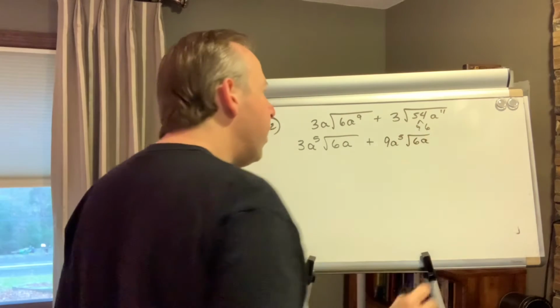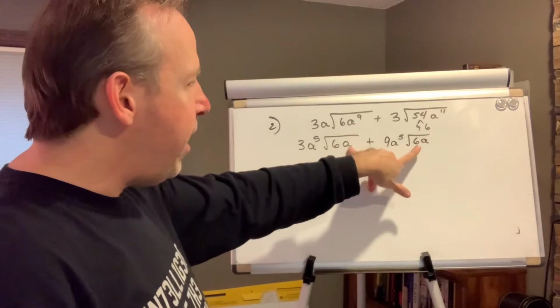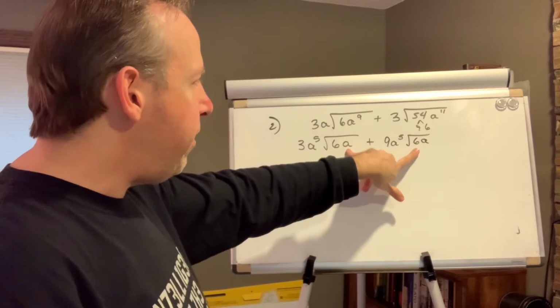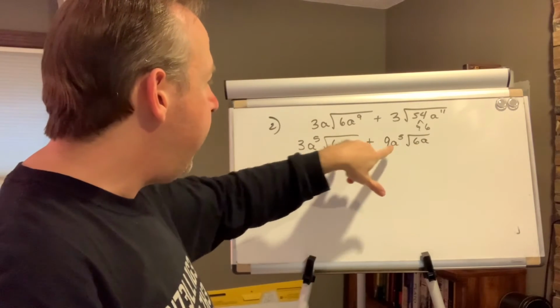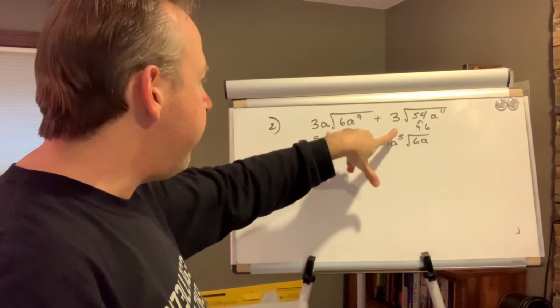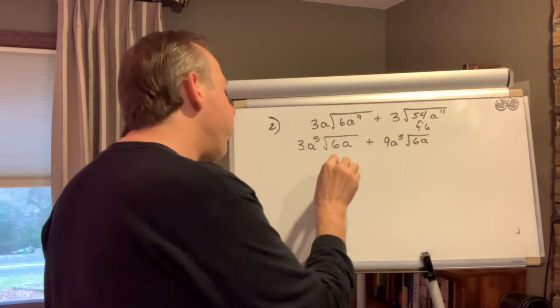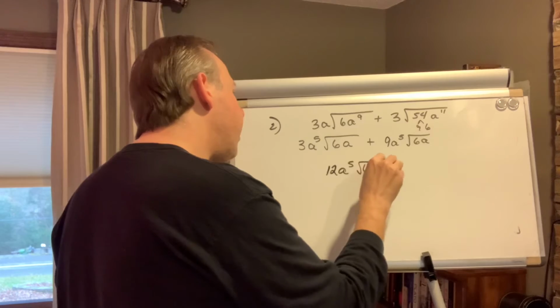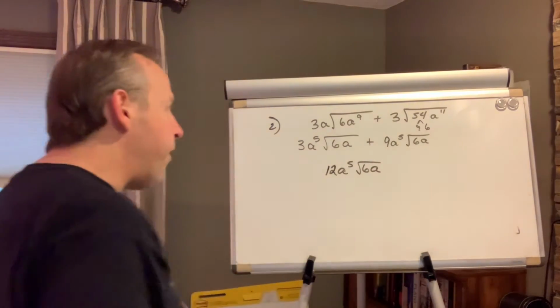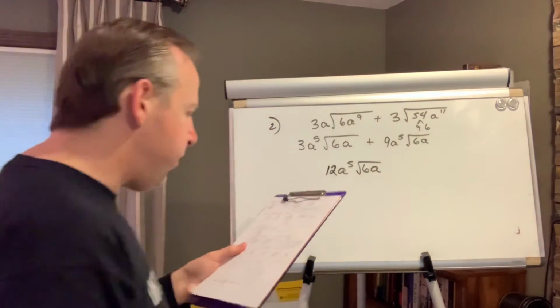6a, which is helpful because now we have the same kind of radical. We also have the same kind of variable out here, a to the 5th. So 9 and 3 is 12, a to the 5th, radical 6a, and that is our answer for number 2, which is D.